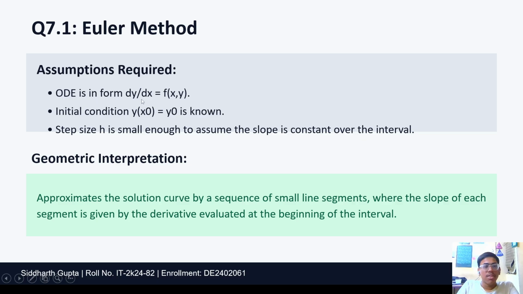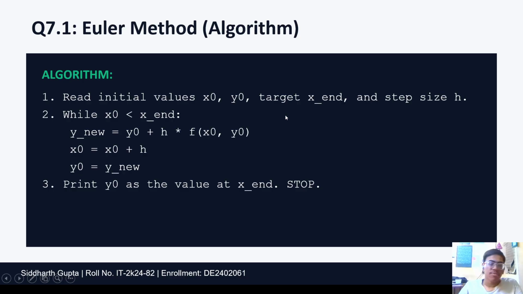For the Euler method, we will assume that the differential equation is in the form of dy by dx equal to f of x comma y. The initial condition is y of x0 equal to y0, and the step size is small enough to assume the slope is constant over the interval. Now, the geometrical interpretation: it will approximate the solution curve by a sequence of small line segments where the slope of each segment is given by the derivative evaluated at the beginning of the interval.